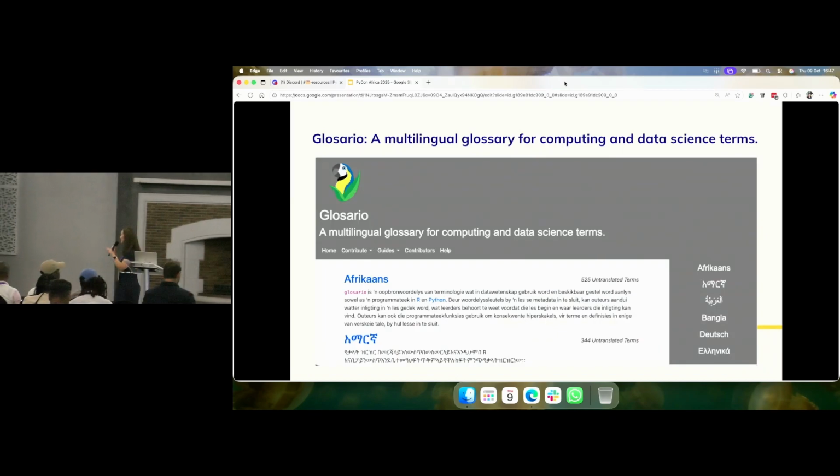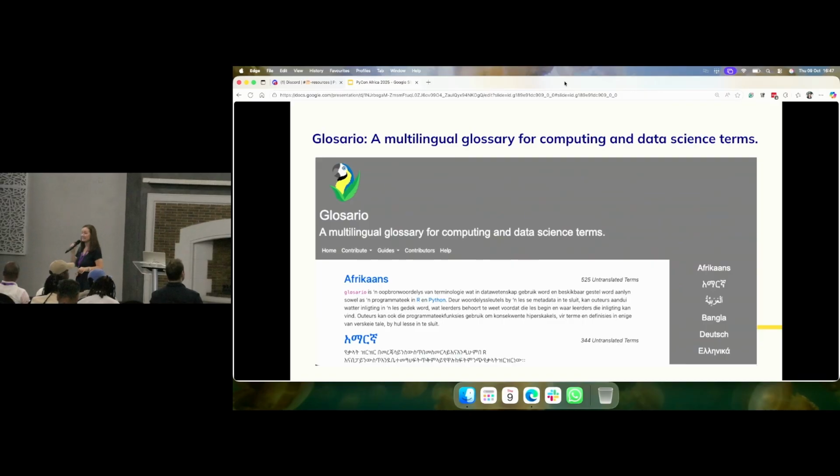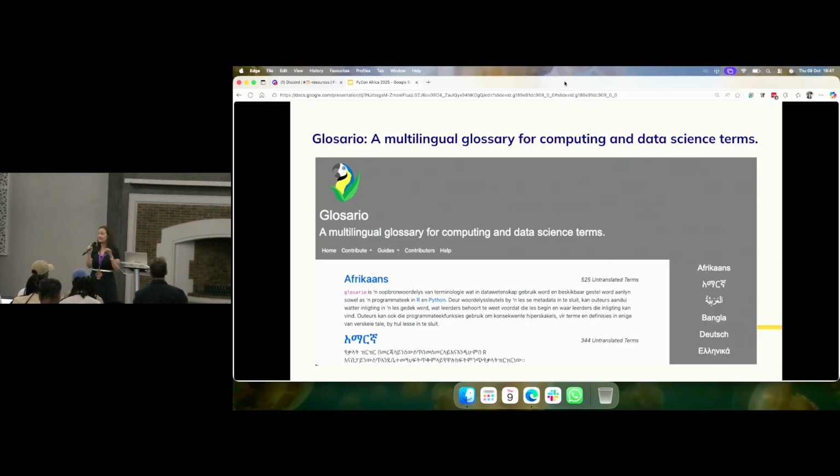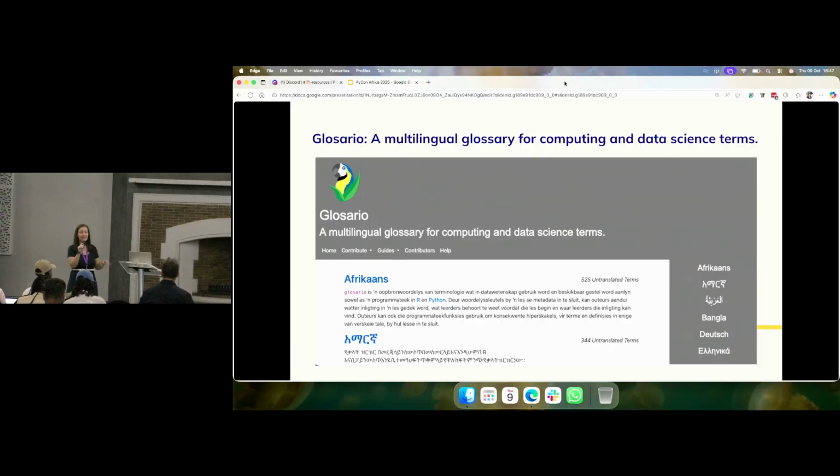Glossario is a multilingual glossary for computing and data science terms. And what we do here is it's a community-led project. We take more than 600 English terms and we are translating them into 26 different languages. It's not limited, but this is the 222 volunteers that have contributed thus far. This is the languages they wish to translate into. 7 of those are African languages, right?